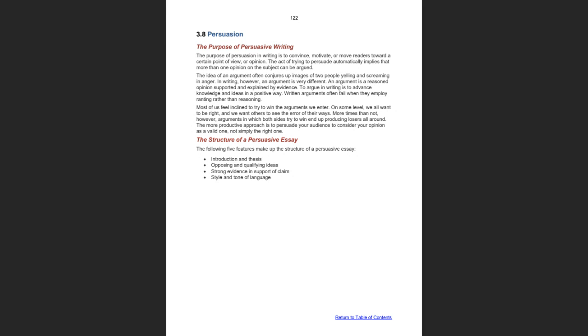of view or opinion. The act of trying to persuade automatically implies that more than one opinion on the subject can be argued. The idea of argument often conjures up images of two people yelling and screaming in anger. In writing, however, an argument is very different. An argument is a reasoned opinion supported and explained by evidence. To argue in writing is to advance knowledge and ideas in a positive way. Written arguments often fail when they employ ranting rather than reasoning.